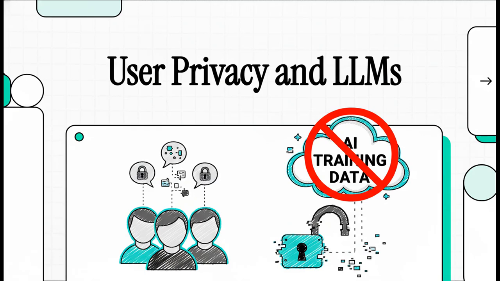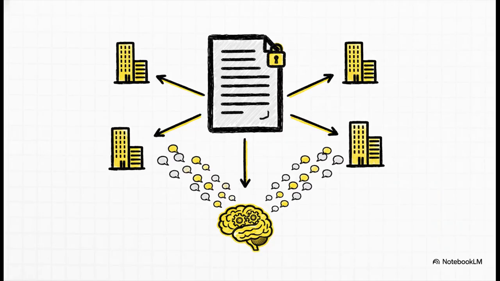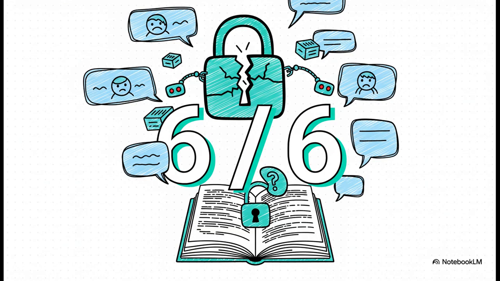User Privacy and Large Language Models, an analysis of frontier developers' privacy policies. So, this paper digs into the privacy policies of 6 major US AI developers. It's really trying to get a clear picture of how they use our chat data for model training. And the headline finding is pretty stark. Every single one of the 6 developers they looked at uses customer chat data for training.